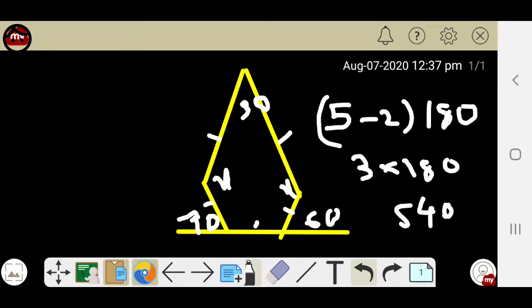We have to get a total of 540. Here, this angle measure 30 is given. Here, x only is given, and these two are not given. How will you find out?